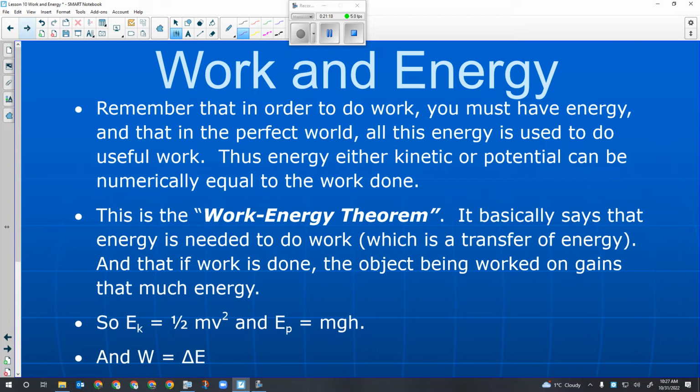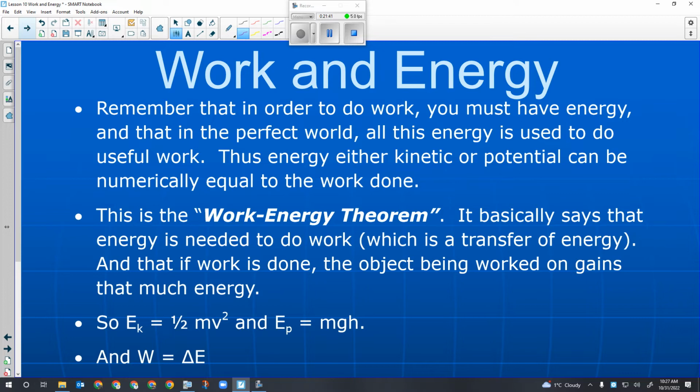So, you have to have energy to do work. You can't transfer what you don't have. And remember that work is a transfer or a change in mechanical energy. You can't give what you don't have. It's not like a credit card, where you can spend what you don't have. Energy works. If you don't have it, you can't give it away.